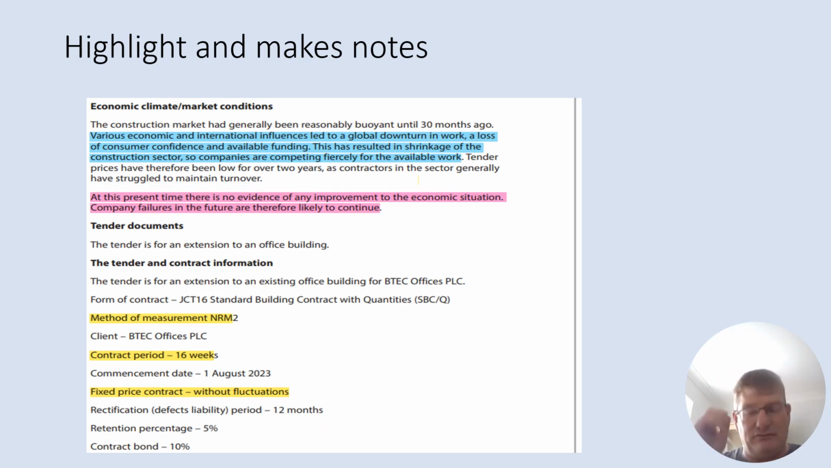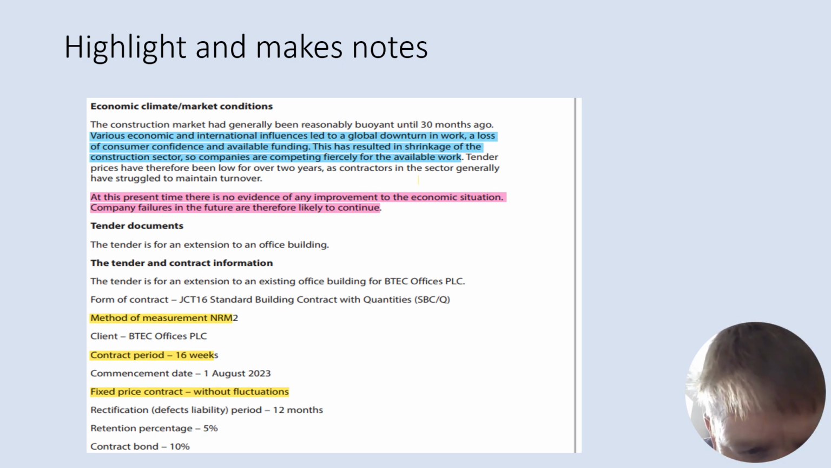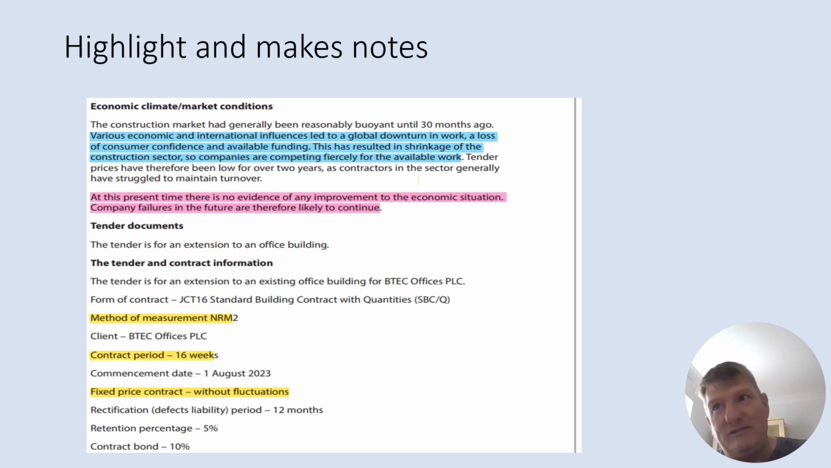Again, you can see now this time with this one, this is about the economic climate. It's about the project documents as well. The problem that you've got is the economic climate is not very good in this particular case study. The market is quite depressed, and what that means is there's a lot of contractors looking for work. So that means a lot of people will be bidding for this particular project.